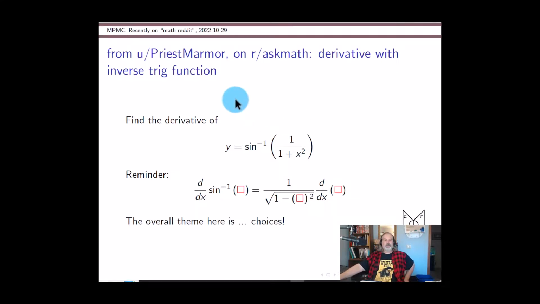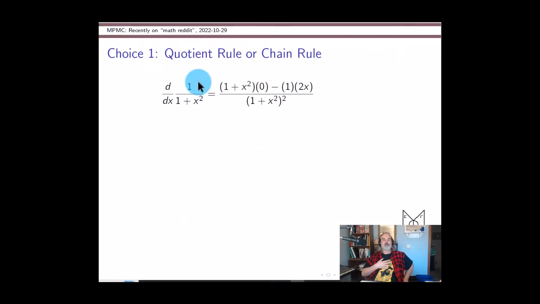Okay, now in this problem we're going to have some choices to make. No matter how we do this problem, we're going to need the derivative of 1 over 1 plus x squared. So choice number 1, are we going to do that with the quotient rule or with the chain rule? You have a choice. Here's how they both go. You can decide which one would be better.